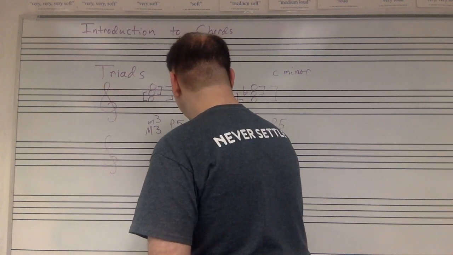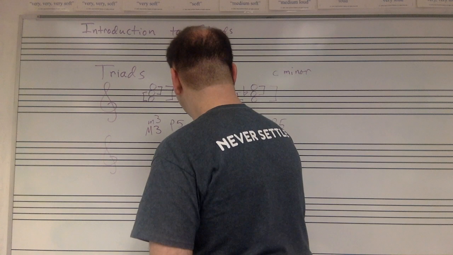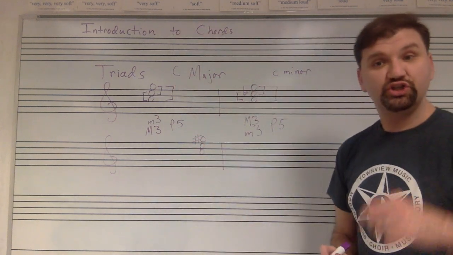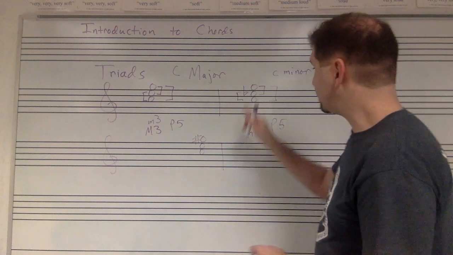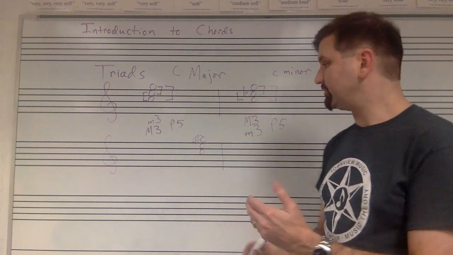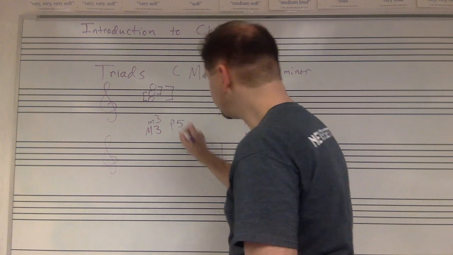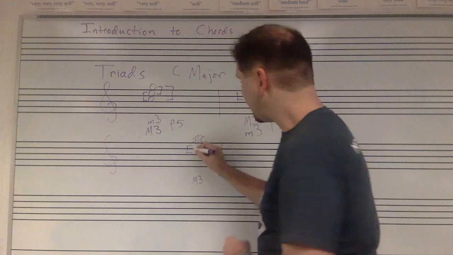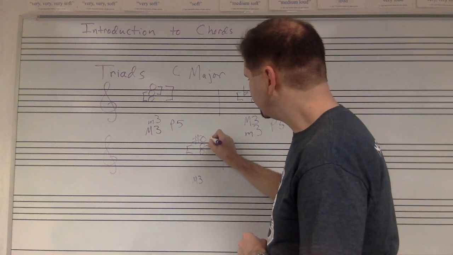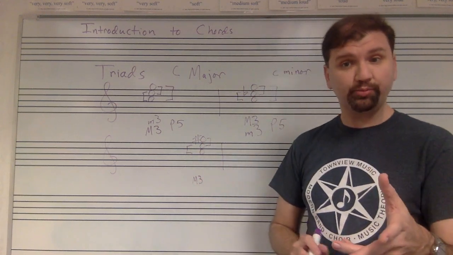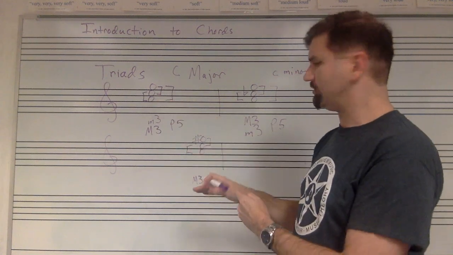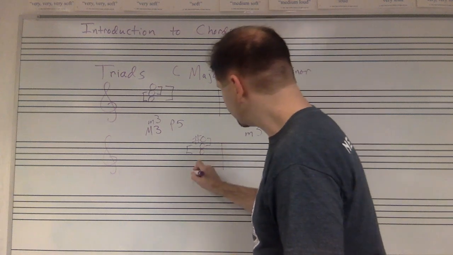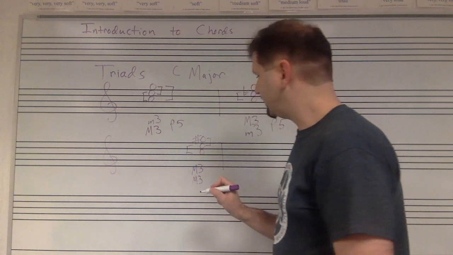What if we had C, E, G sharp? So instead of changing the middle note, we change the top note. Well, we know C to E is still a major third. And now we have E to G sharp. Well, E to G was a minor third, and now we've sharped the G, so we've increased the chord. This becomes a major third as well.